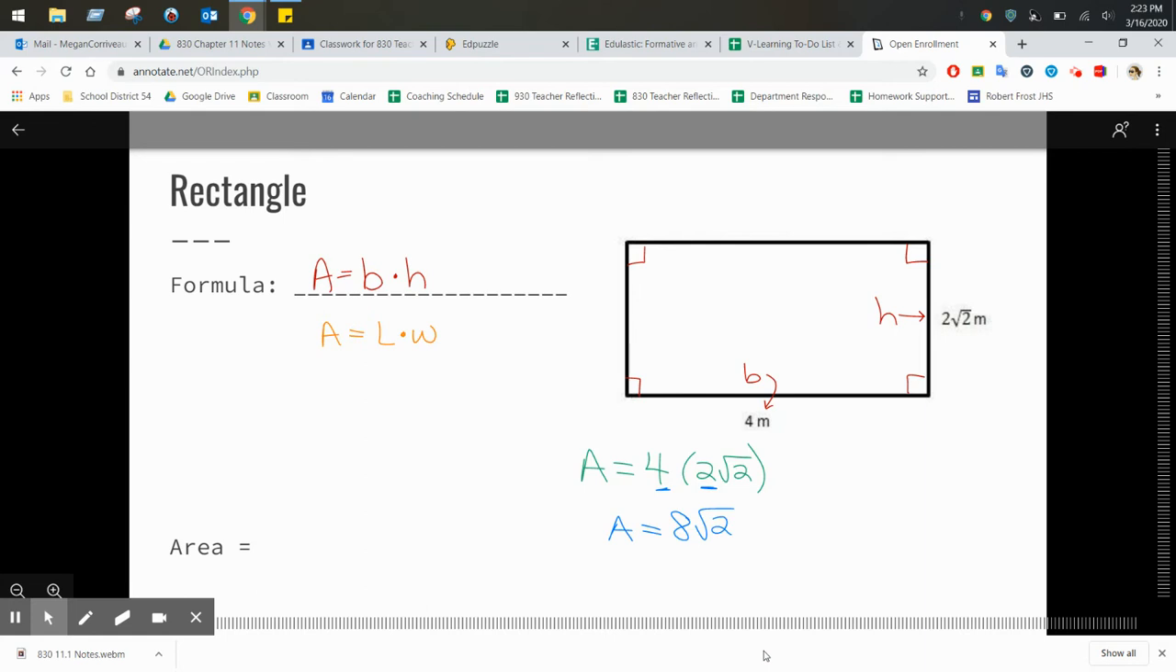And don't forget to label your answer there. 8 radical 2 meters squared, right? Whenever I'm talking about area, it's units squared. So 8 radical 2 meters squared. Don't forget, even when you have a radical as part of your answer, you still need to label it. That radical 2 is not a label, it's a number. So don't forget that. Okay, hopefully that one was pretty easy.